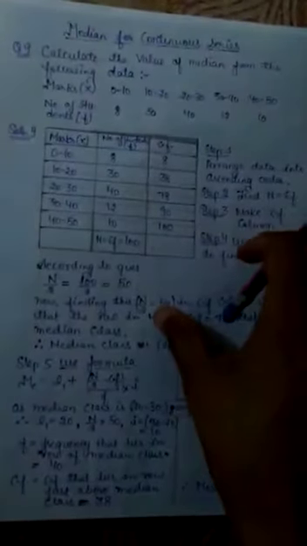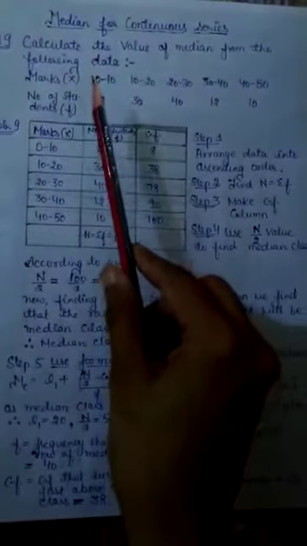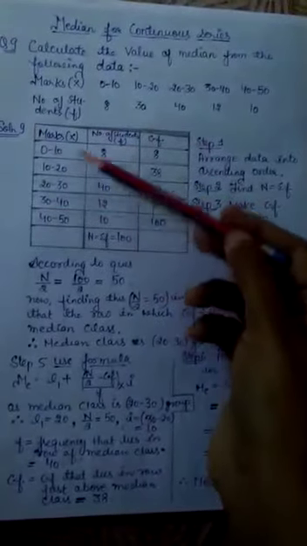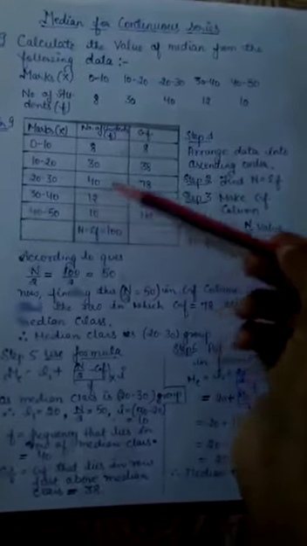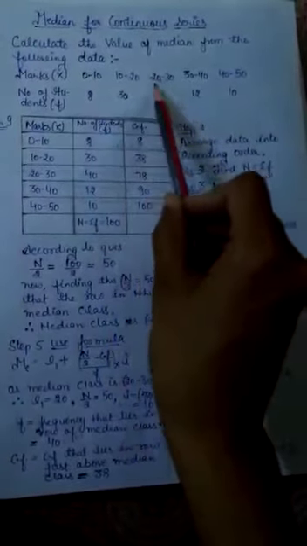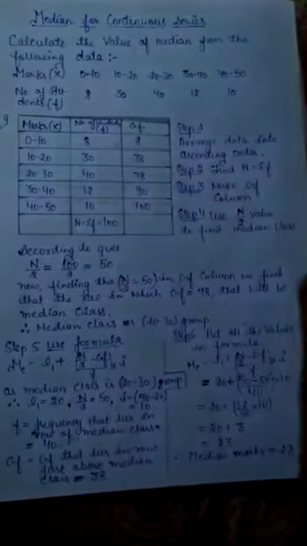Now the next question is your median for continuous series. In this it has been given to you to calculate the median. What you will do? You will write these columns as it is given in the question. The same steps: arrange the data in ascending order. As it is already arranged, 0 to 10, 10 to 20, 20 to 30, so no need to arrange again.